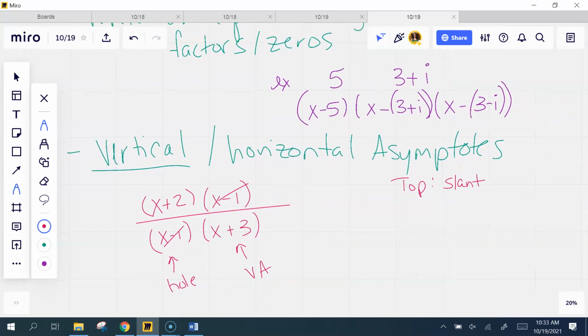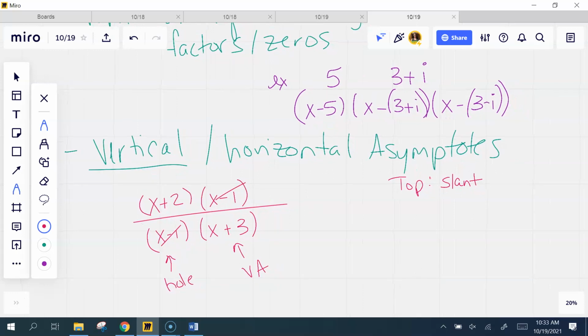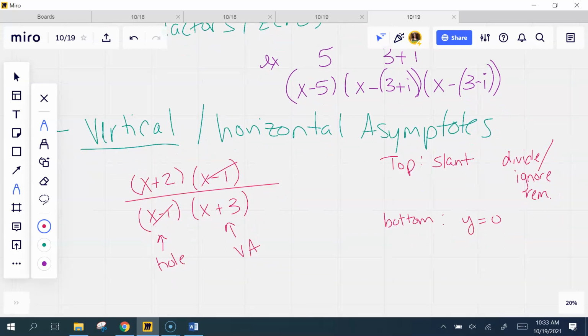If it's top heavy, it's a slant. There's no horizontal asymptote; this is when I divide and ignore the remainder. If it's bottom heavy, the horizontal asymptote is 0. And if they're the same, what is it? Leading coefficient at the top divided by leading coefficient at the bottom.